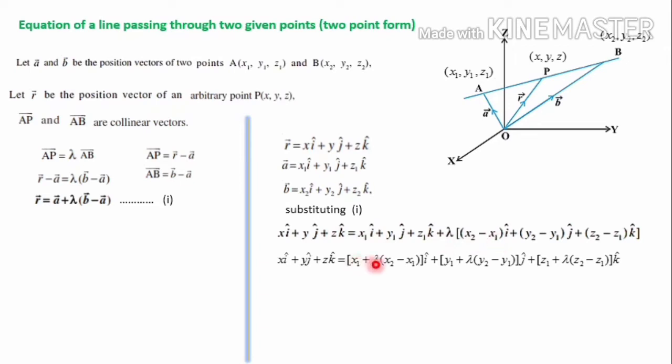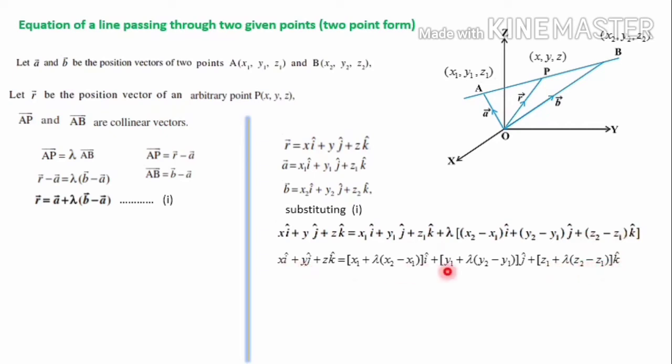So x1 plus lambda into x2 minus x1 into i cap, plus here also there is one y1 along with j cap. Here lambda into y2 minus y1 along with j cap. So y1 plus lambda into y2 minus y1 into j cap, plus same in case of z also. Here there is one z1 and here there is lambda into z2 minus z1. So z1 plus lambda into z2 minus z1 into k cap.